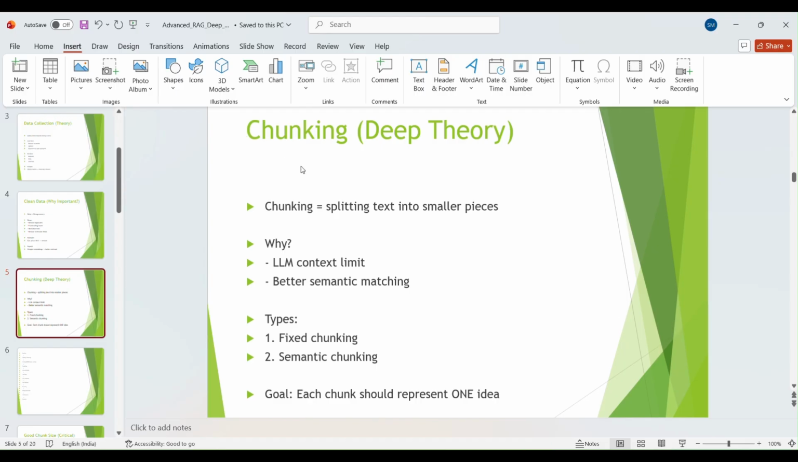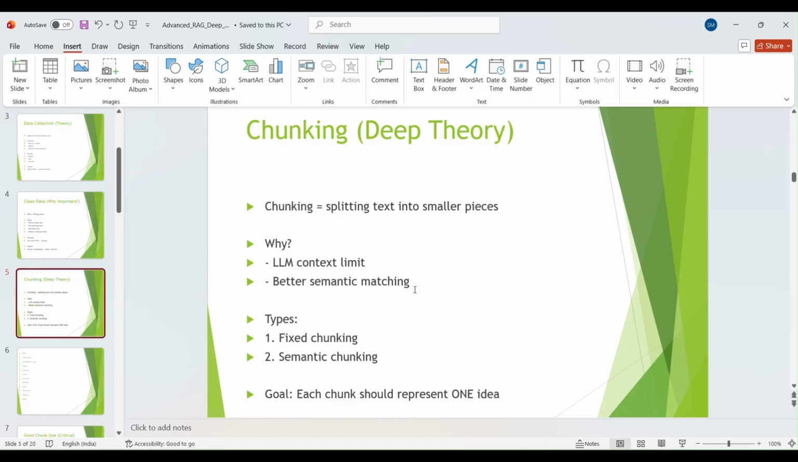What does chunking mean? Suppose we have a very big sentence. It will not take the whole sentence at once. Rather, it will split the whole sentence into smaller pieces and then feed them to the LLM, so that the LLM can get a wider view of whatever the user is asking. That is why chunking is important, because of the LLM context limit.